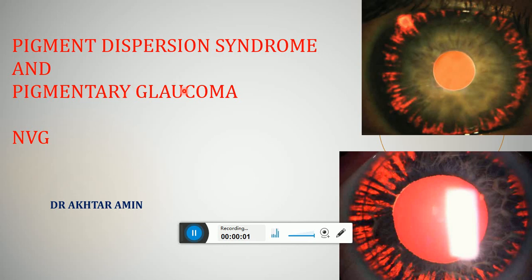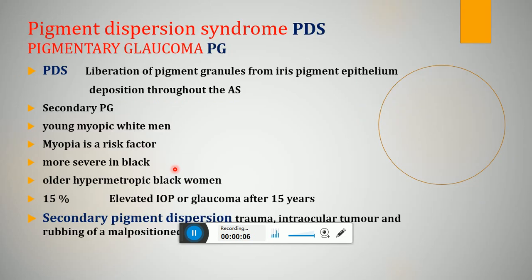So pigment dispersion syndrome, pigmentary glaucoma. In pigment dispersion syndrome, there is liberation of pigment granules. From where? From the iris pigment epithelium. And then what occurs to these granules? They are deposited throughout the anterior segment. Secondary pigmentary glaucoma is common in this syndrome.